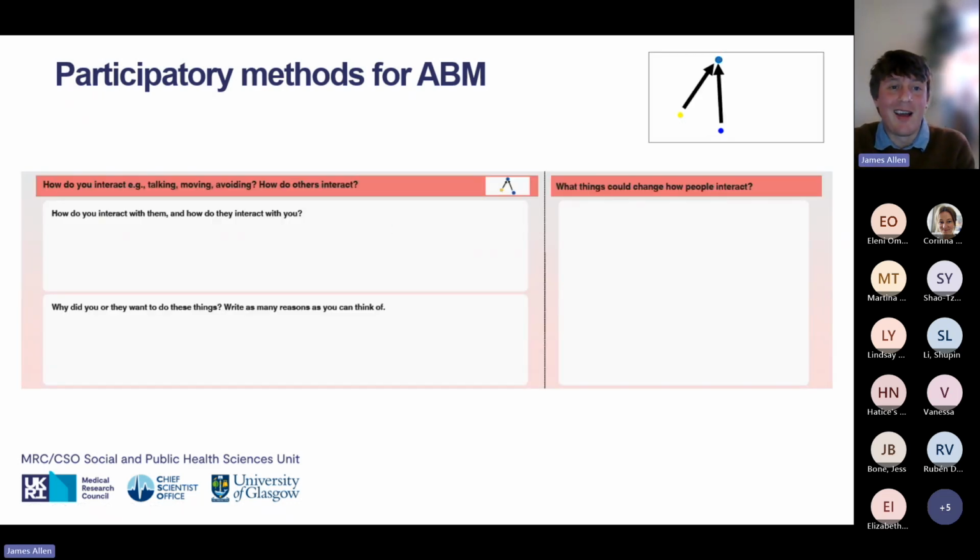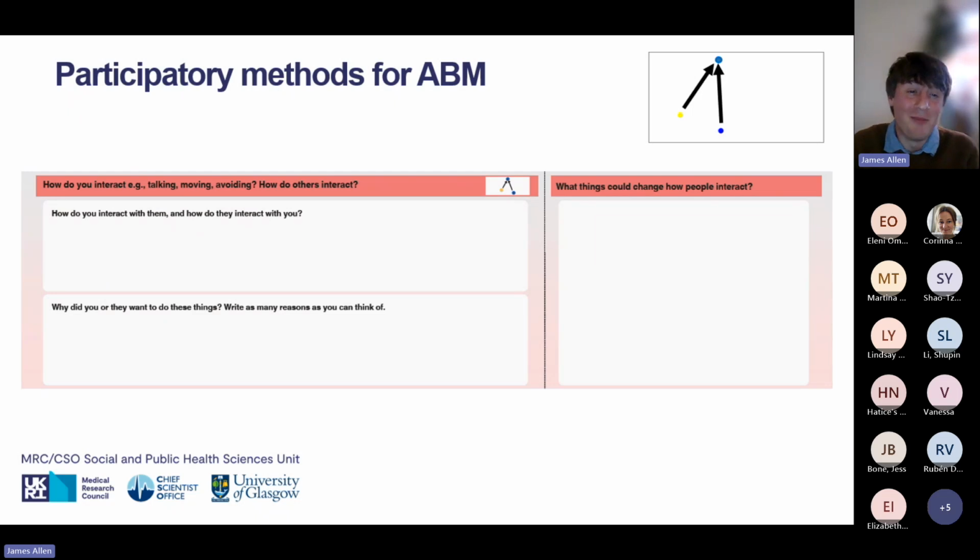Then we ask, how do people interact? So that's our picture at the top, where we have those two dots interacting with an arrow. And so we ask a question about how do you interact? Talking, moving, avoiding. How do you interact with those people? How do they interact with you? Why do you or they want to do these things? Right, as many reasons as you can think of.